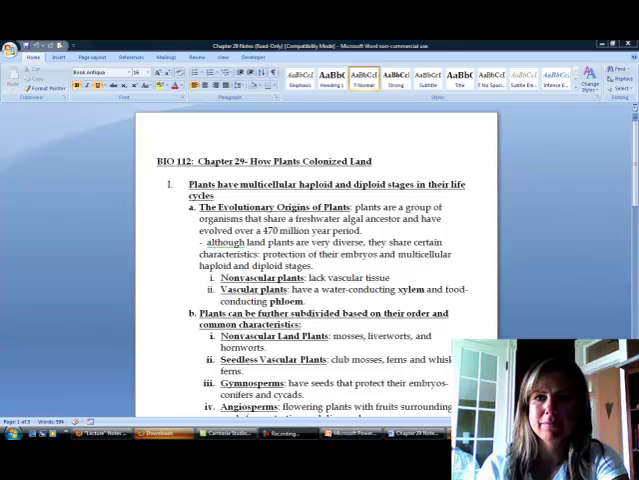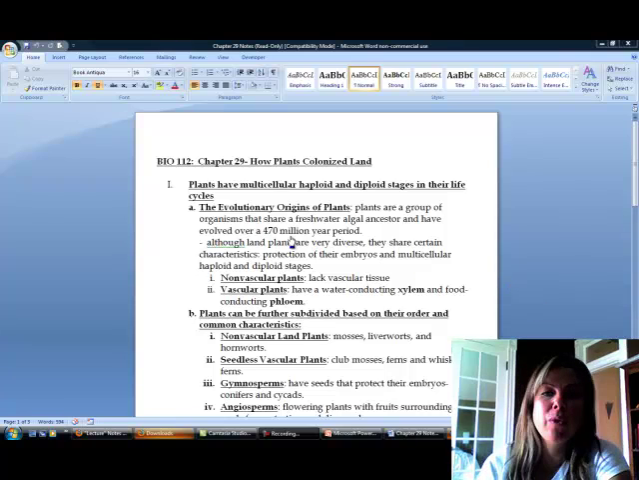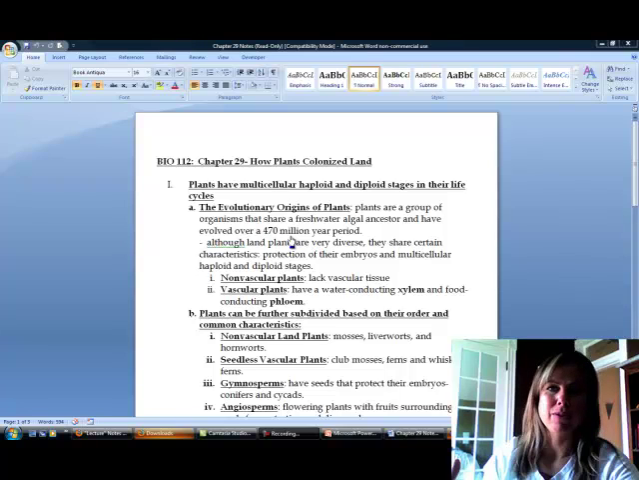Okay, welcome to Chapter 29. Chapter 29, now we're going to start getting into plants and how plants came from the water onto land. So what we are going to be talking about as far as plants go, and anything goes in class, is we're going to start with the most primitive and then go to the most advanced.